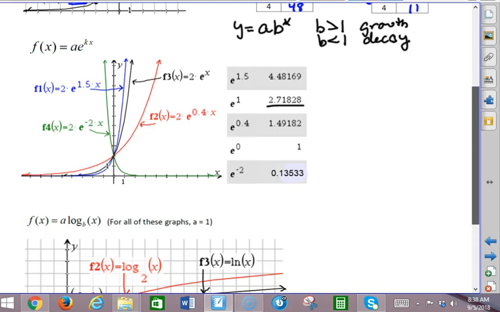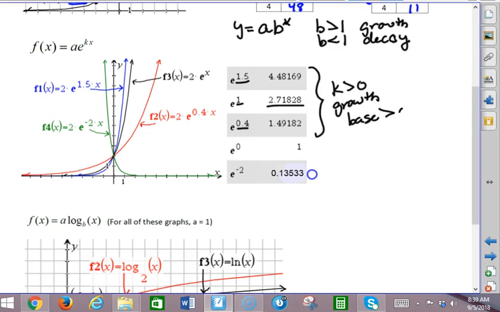So here we have the basic e to the x. Do I have just e to the x? Nope, I don't have just e to the first on any of these. I have the different x. Yeah, I do. Here's the e to the x. So here's an e to the x graph. It's just growing. They all have a coefficient of 2 that I put on there. But if you look at e to the 1.5 and e to the 0.4, both are still greater than 1 in the base. So any time that this exponent, k, is greater than 0, we have a growth function because the base is greater than 1.